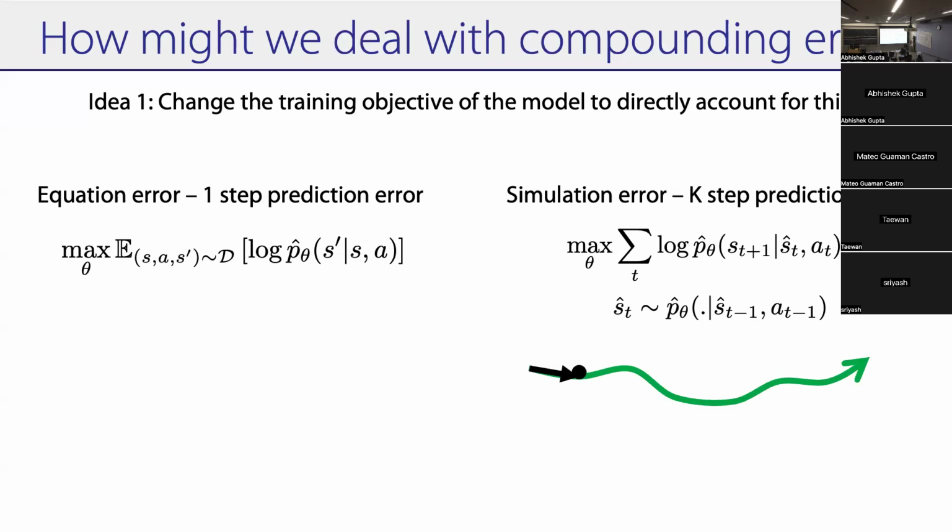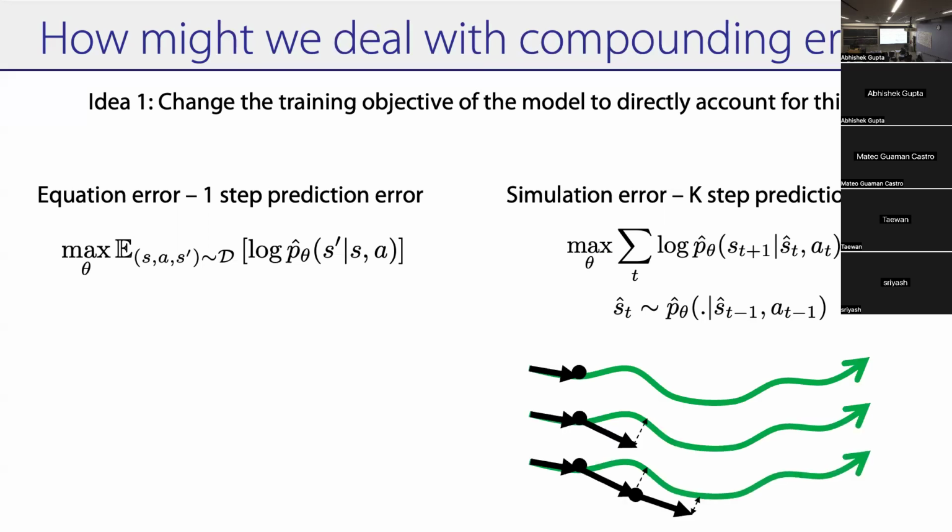The point here is that instead of trying to just match the first time step, like you do in this objective, you try to match multiple time steps. This is what we call simulation error, because you're not just matching the equation at one time step, you're simulating through your model and making sure that your model is able to simulate multi-steps in the future. So at least training matches test for whatever steps you train on. But why might this not work?